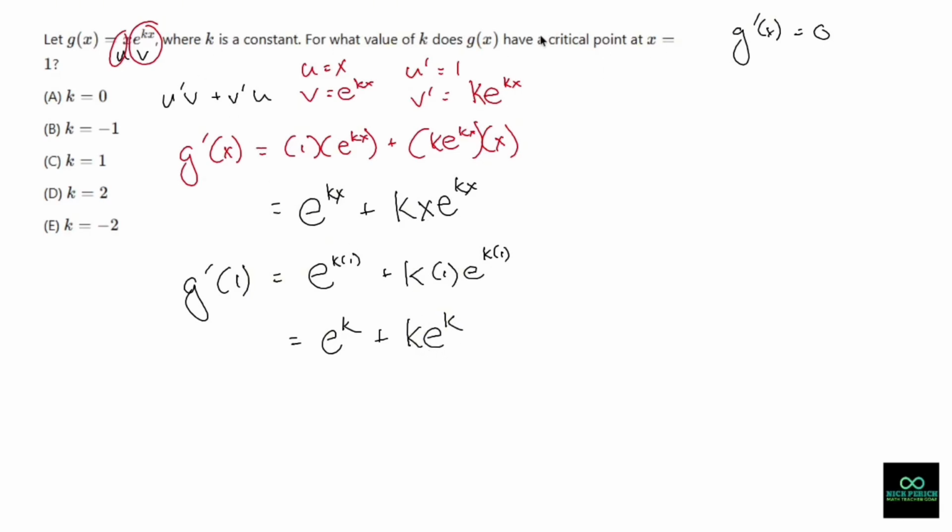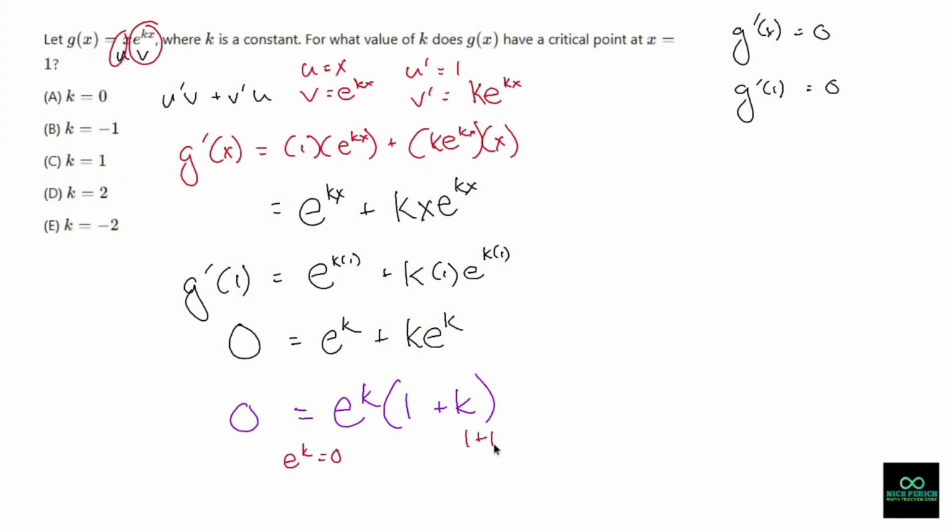Now I want to set g prime of 1 equal to 0. I have an e to the k in common with both, so let's factor out an e to the k, and that leaves me with 1 plus k. Now you use the zero product property and set this up as two separate equations: e to the k equals 0, and 1 plus k equals 0.